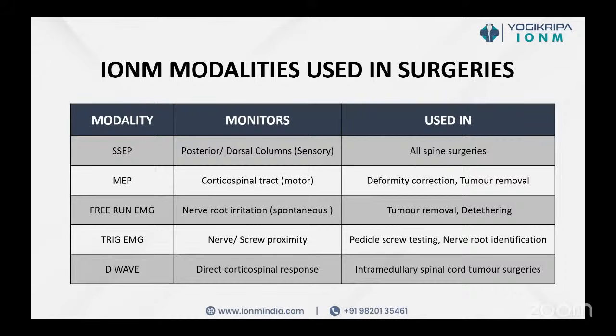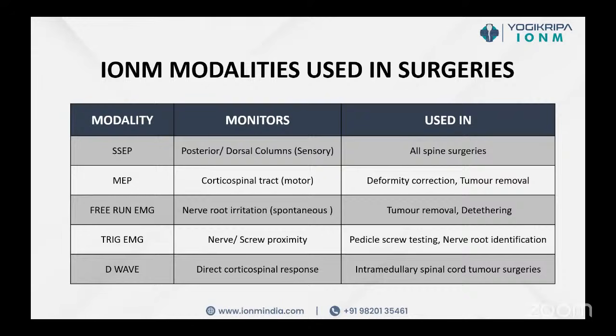Then the modalities which are used in the surgeries. First thing is SSEPs. It monitors the posterior dorsal column, that is the sensory pathway, and it is used in all spine surgeries. Then MEPs, that is the corticospinal tracts of the motor. It is used in deformity correction and in tumor removal surgeries. Then free run EMG, that is to see nerve root irritation. It goes on spontaneously. There is no current required in that. And it is used in tumor removals and in detethering of the spinal cord.